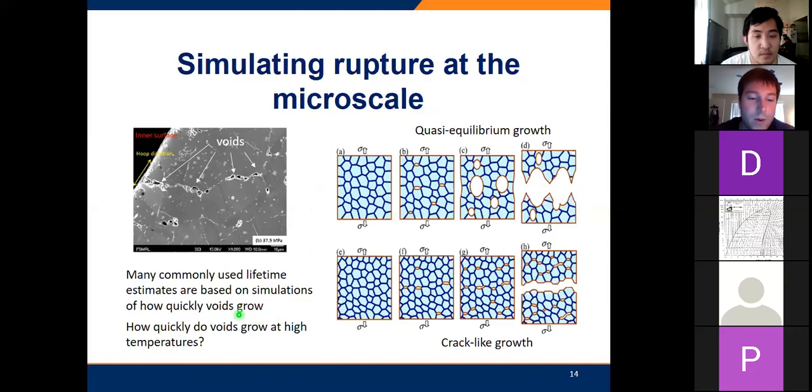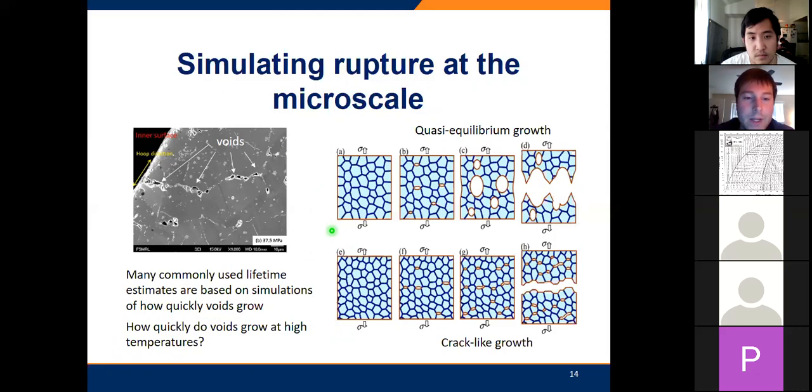Good question. Go ahead. Is it voids or cracks that are synonymous with the term dislocation? Neither. A dislocation is much, much smaller than a void. It's a defect in the actual crystal lattice.